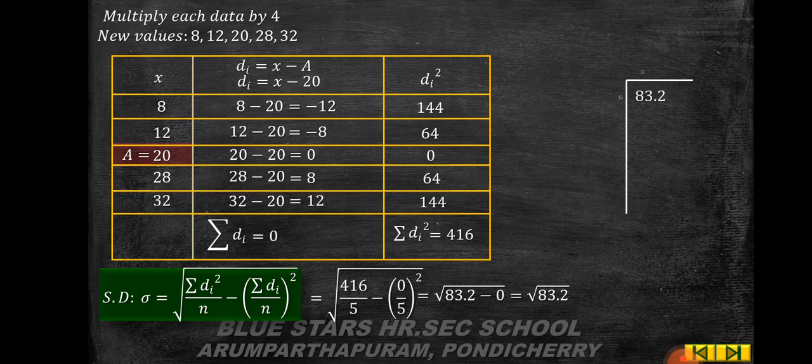The square root of 83.2: 9 9s are 81. 2 times 9 is 18. 181 into 1 gives 181. 182.